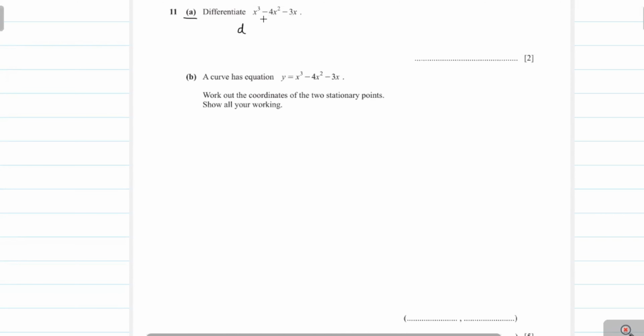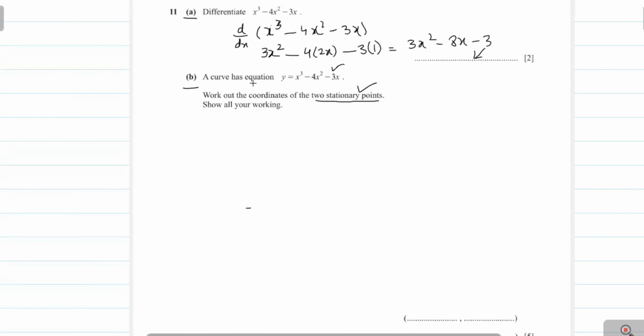We differentiate this expression with respect to x. We write here d over dx of x cube minus 4x square minus 3x, and the derivative of x cube is 3x square. The derivative of x square is 2x. 4 is written as it is, minus 3 into the derivative of x, which is 1, and this is equal to 3x square minus 8x minus 3. This is the answer.